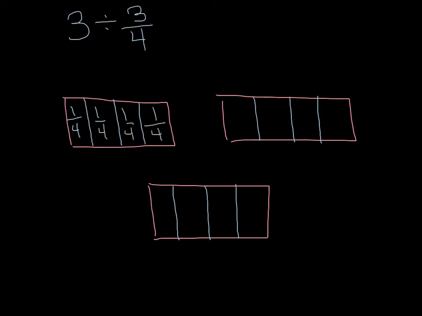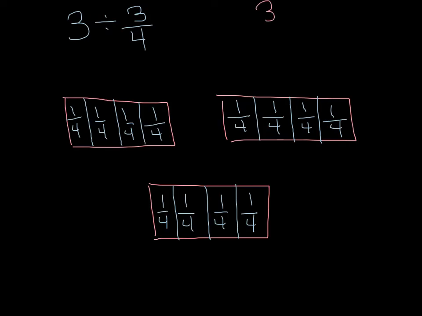And as you can see, there are 4/4 in each whole. So that means that in one whole there's 4, in 2 there's 8, and in 3 there is 12. So this is the same thing as saying 3 divided by 1/4 equals 12. And remember, 3 divided by 1/4 is the same as 3 times 4. Okay, remember we can multiply the whole number times the denominator.